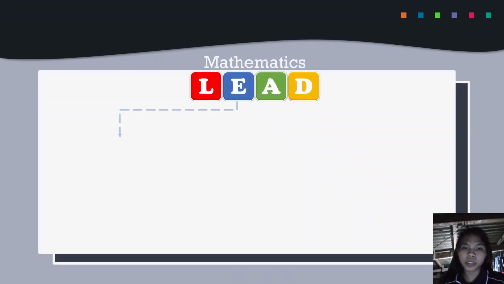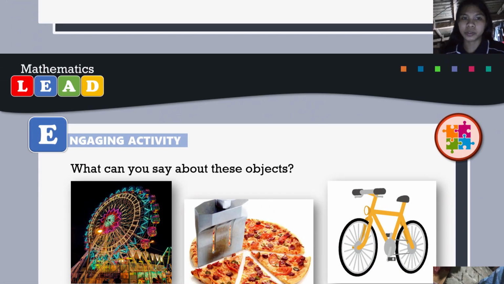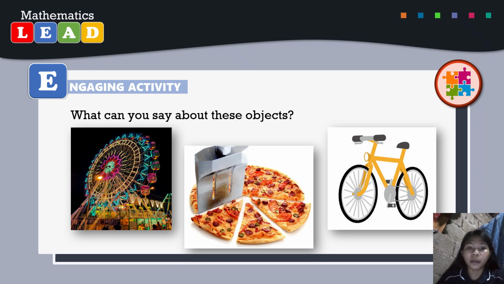But before we proceed with our discussion, let's have first an engaging activity. Take a look at these pictures. What can you say about these three pictures? Yes, they're all circular objects we see in everyday life. Now, which picture shows central angles? Correct, the Ferris wheel. It shows central angles because the spokes form angles at the center of it.